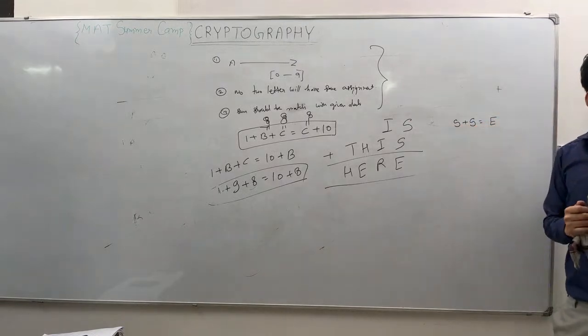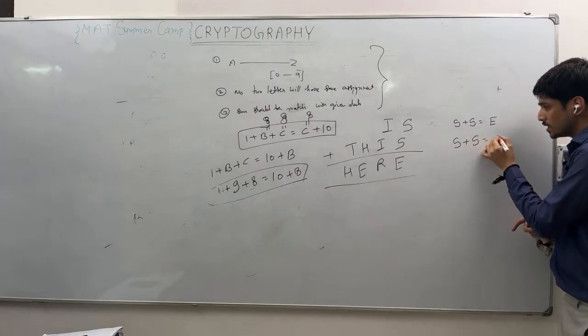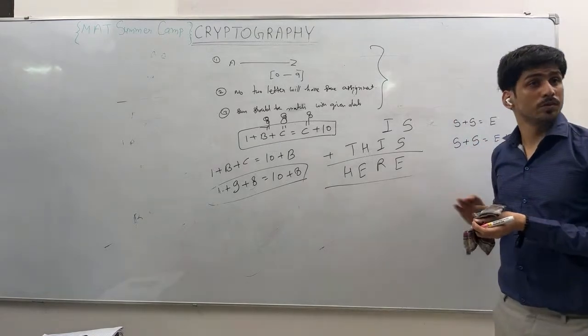Either E will come, or what will happen? S plus S is equal to E plus 10. You see, if I'm taking 1, so 1 plus 1 is 2.